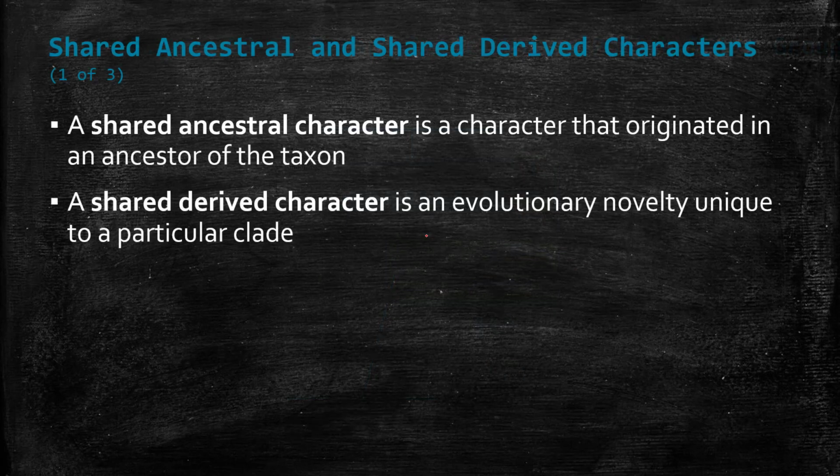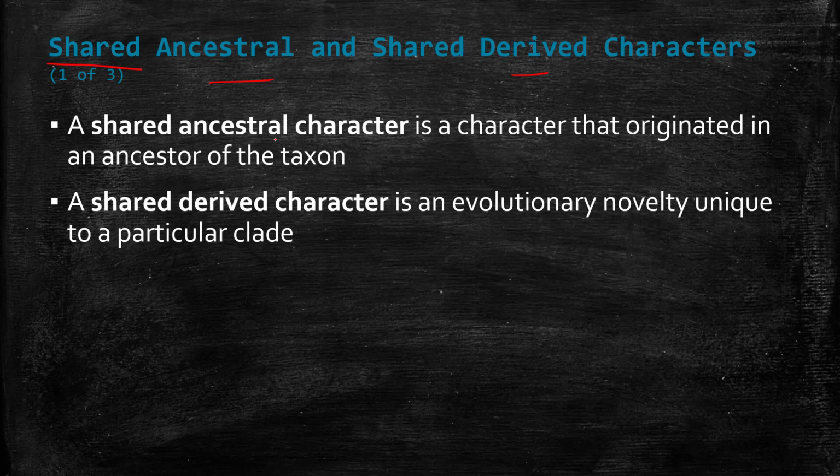Now, how do we make these classifications to see if we've created errors? Well, we start by looking for ancestral and derived characteristics that are shared. So what we're talking about are homologous traits here. We're looking for homologous traits that are shared, ancestral or derived. And what do we mean by that?